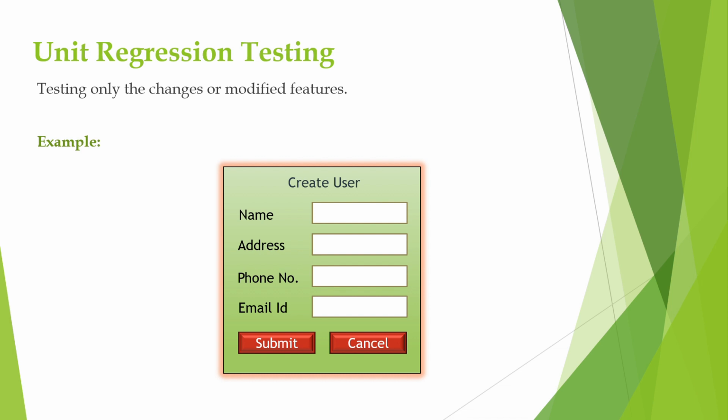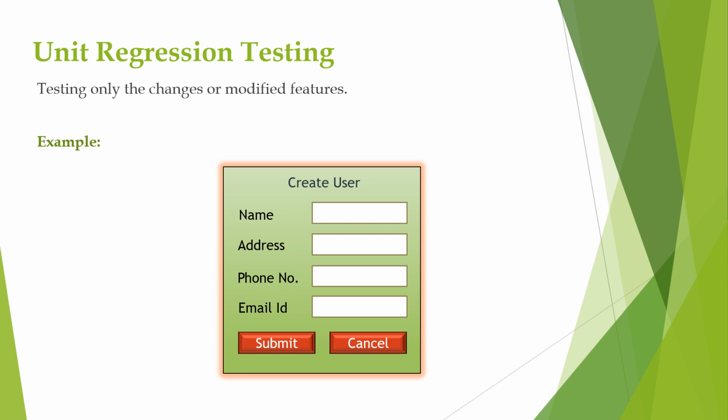Now the development team will fix the defect and give us a new build, that is build 2, for testing. As a test engineer, we are going to test only the modified feature first in order to make sure that the bug which we had raised has really been fixed or not. Here we will not be testing the text fields because fixing the defect in the submit button will not impact the text fields. So this is how unit regression testing is done.